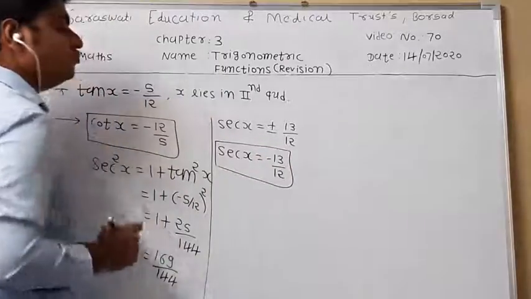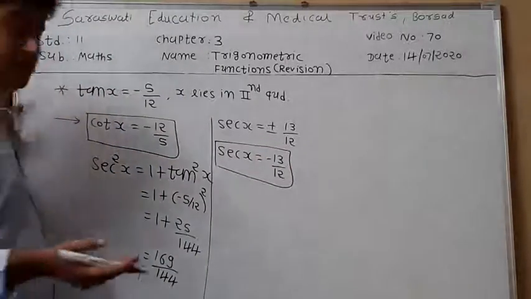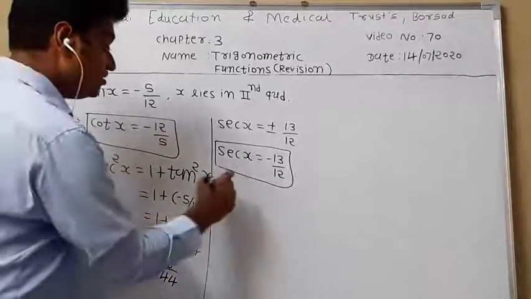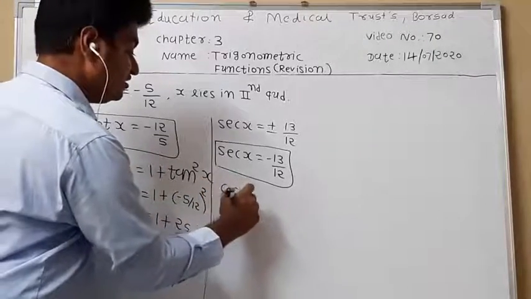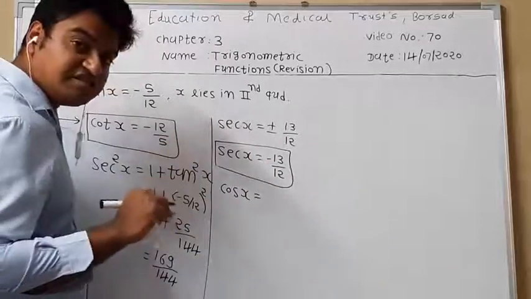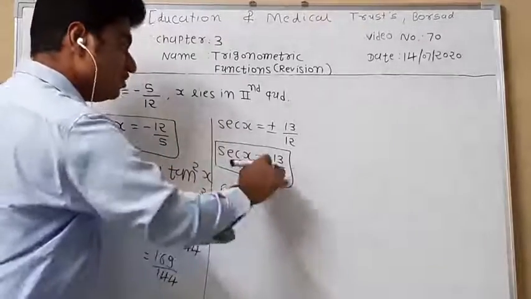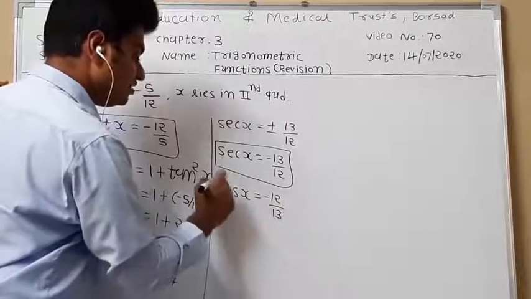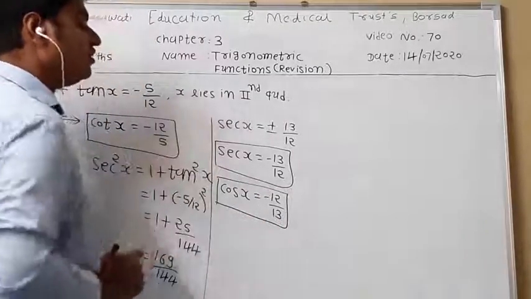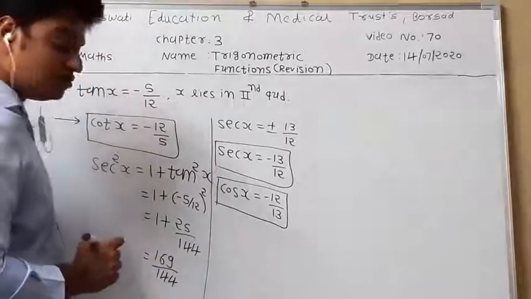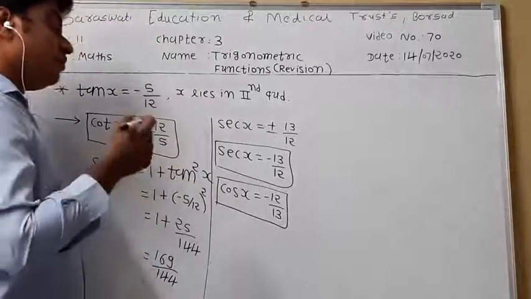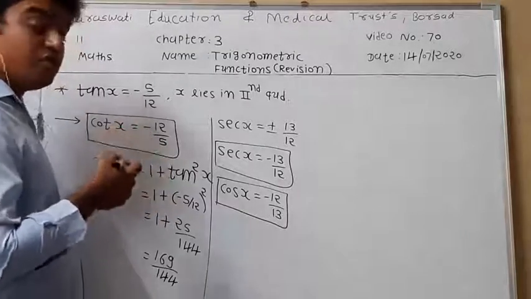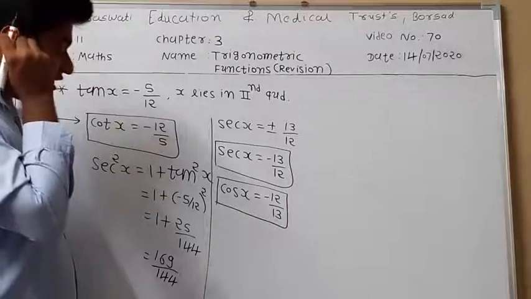Now using sec x, we can easily find the value of cos x. So cos x is equal to 1 upon sec x. That means this value is written in reverse order, so cos x is equal to minus 12 by 13. Now after finding cos x, first find the value of sin x.